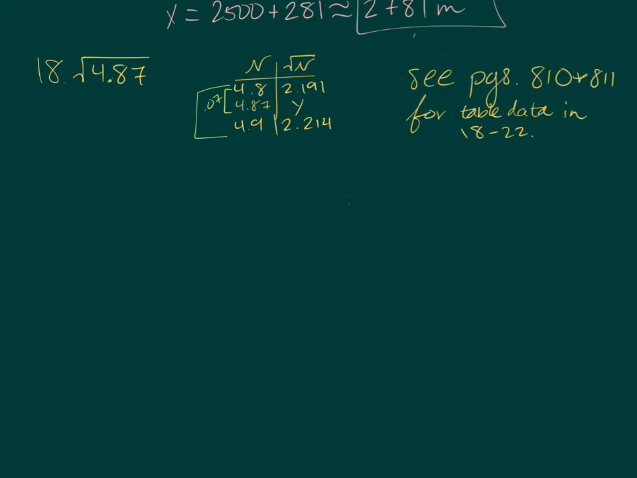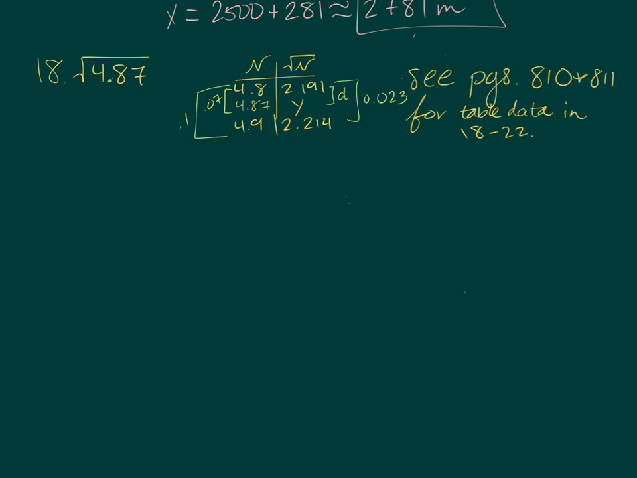And the difference between 4.8 and 4.9 is 0.1. Then the difference between 2.19 and y is the letter D, again, because we don't know what y is yet, and we're solving for that. And then the difference between 2.191 and 2.214 is 0.023.